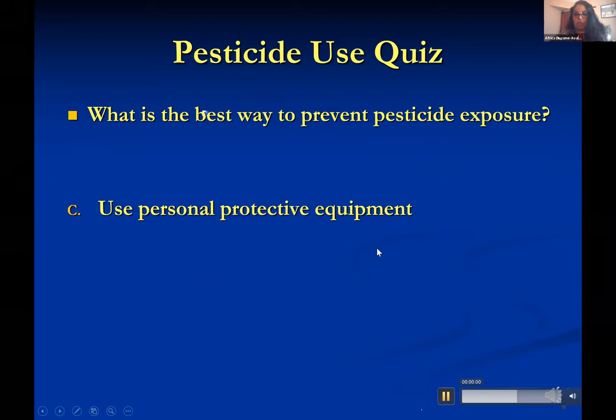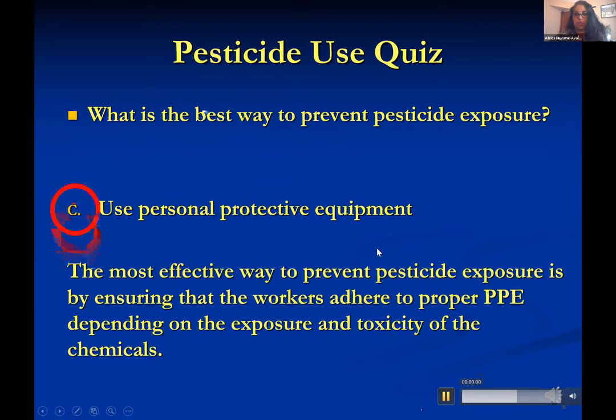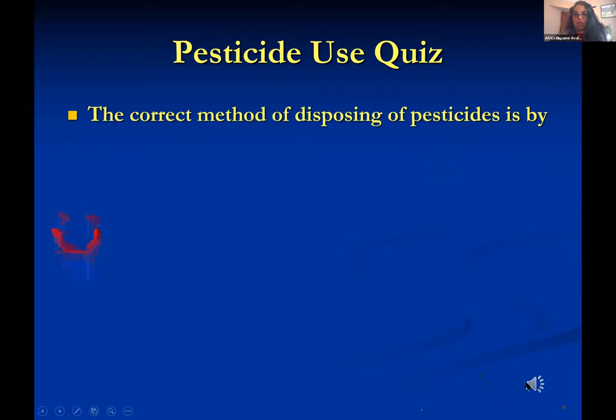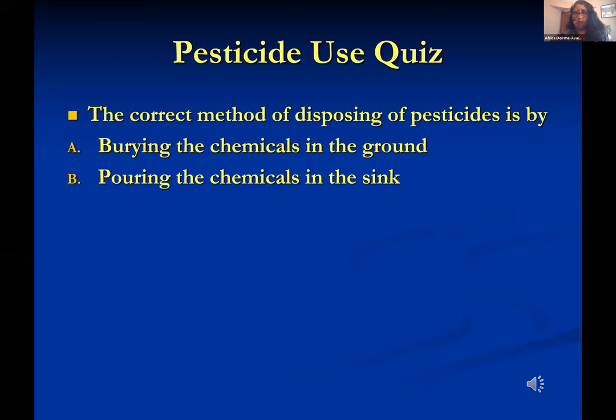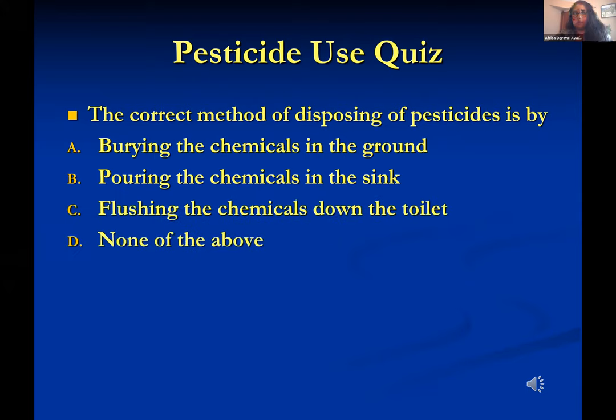Okay, next question. The correct method of disposing of pesticides is by A, burying the chemicals in the ground, B, pouring the chemicals in the sink, C, flushing the chemicals down the toilet, or D, none of the above. That would be none of the above. Instead, you follow the exact disposal instructions on the label to get rid of leftover pesticides and empty containers. Adhering to proper disposal guidelines can protect the environment by keeping toxic chemicals out of waterways. Good job, everyone.